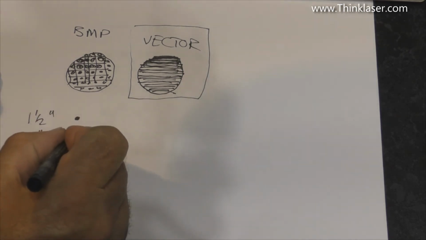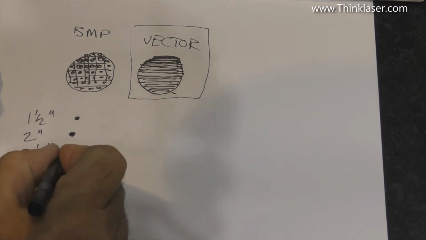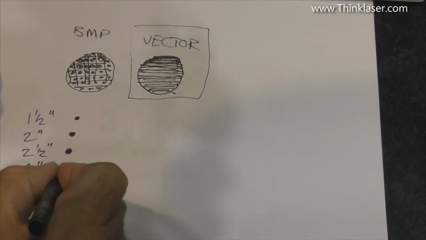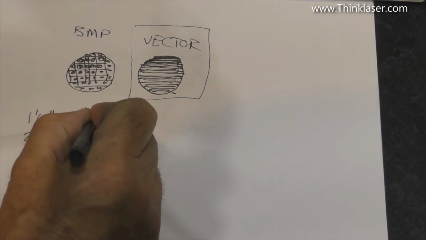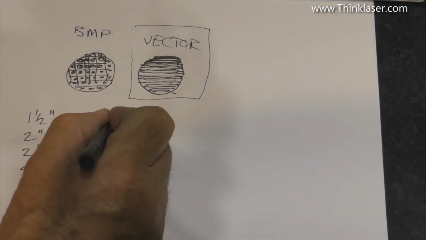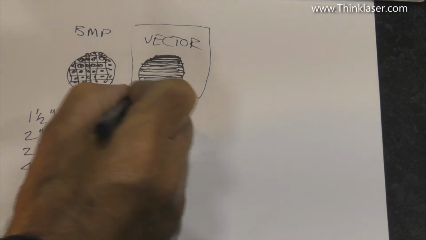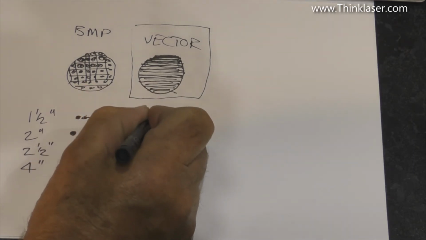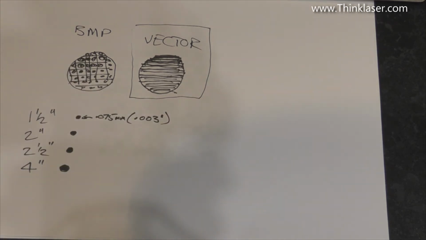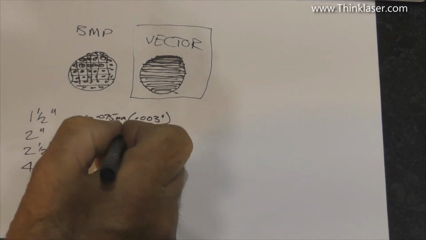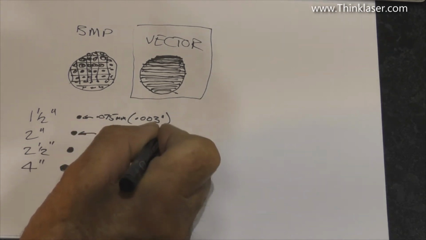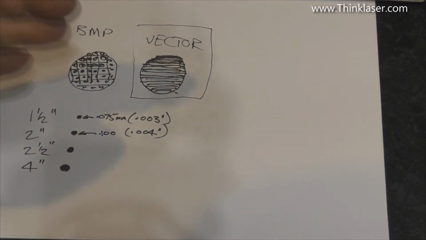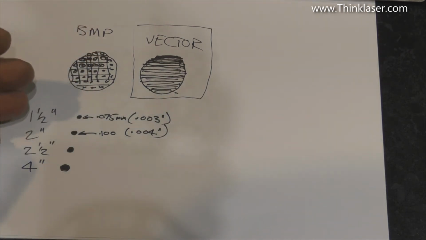And a 2 inch lens has got one which is a little bit bigger, and a 2.5 inch lens has got one that's even bigger still, and a 4 inch lens has got one that's even bigger. This is about 0.075 millimeters, which in old money is 0.003, 3/1000 of an inch. And this one is 0.100, which in old money is 0.004 thousandths of an inch. And so they go on, and they get bigger and bigger as the lens gets bigger.